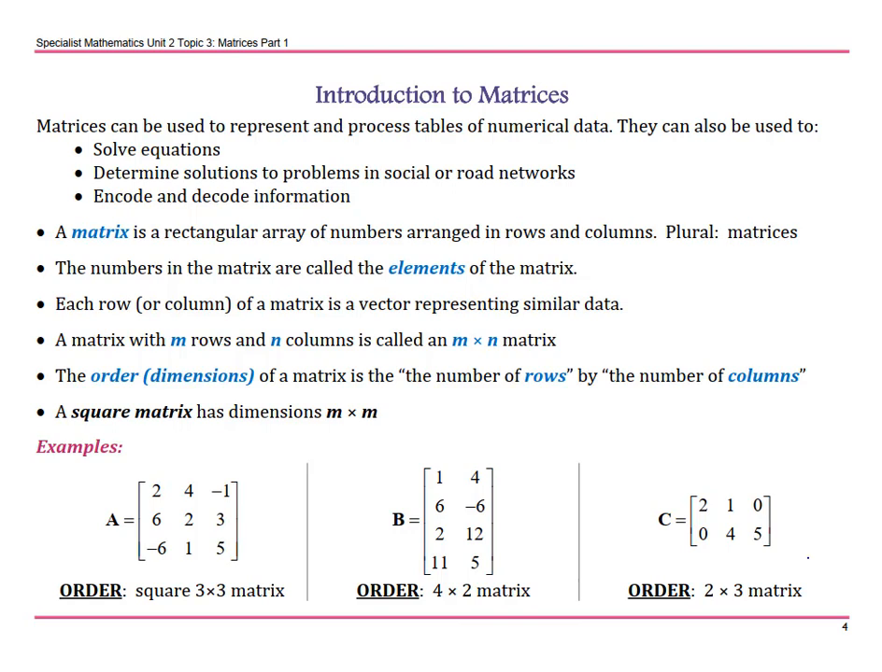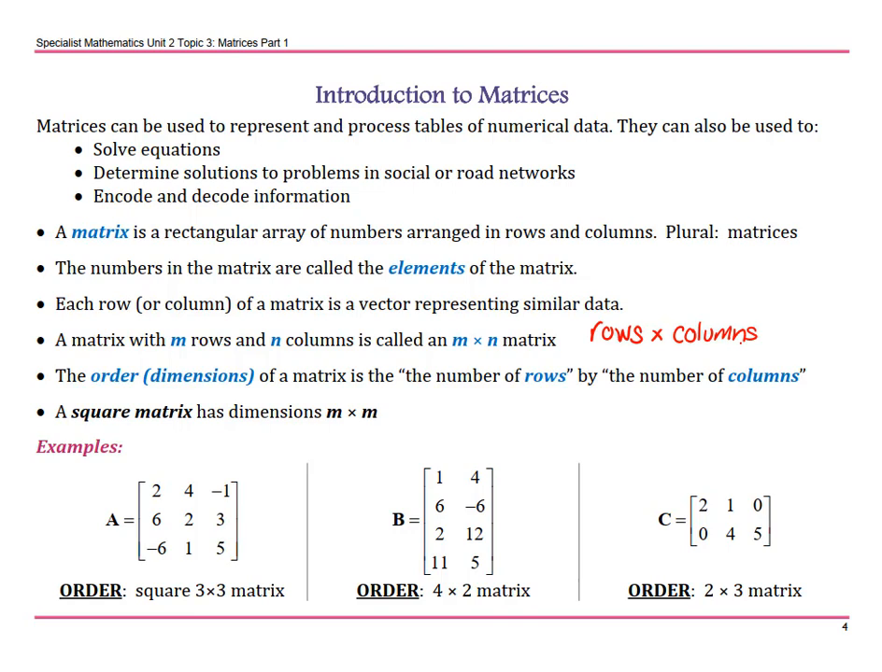A matrix is a rectangular array of numbers arranged in rows and columns, and the plural is matrices. So you can see some matrices at the bottom of this slide. The numbers in the matrix are called the elements of the matrix. Each row or column of a matrix is a vector representing similar data. A matrix with m rows and n columns is called an m by n matrix. So you need to remember it's rows times columns.